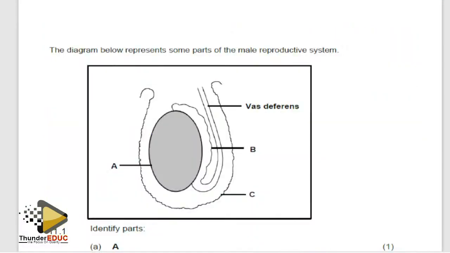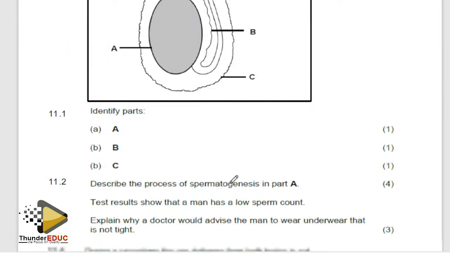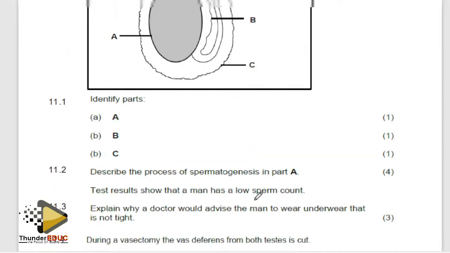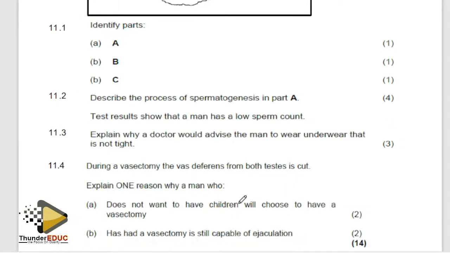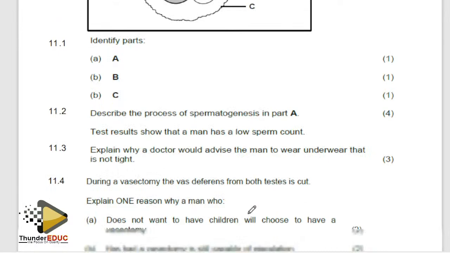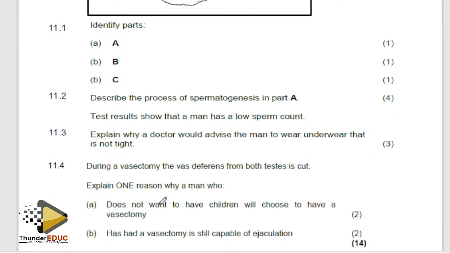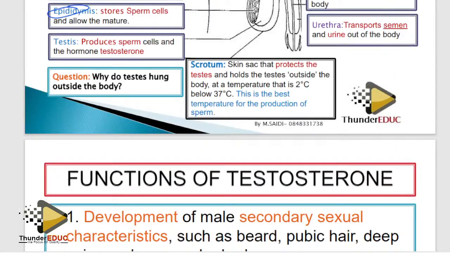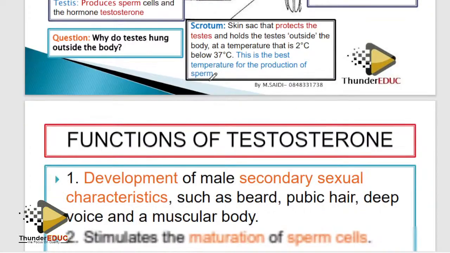All right, here they're asking you some of the things. I'm not going to describe the process of spermatogenesis; I'll talk about it when I reach there. Now, during vasectomy, I talked about it. Explain one reason why men who do not have children choose to have vasectomy. It means you have cut the sperm from reaching the vagina. Yes, definitely. Why do testes hang outside? We have answered that question.